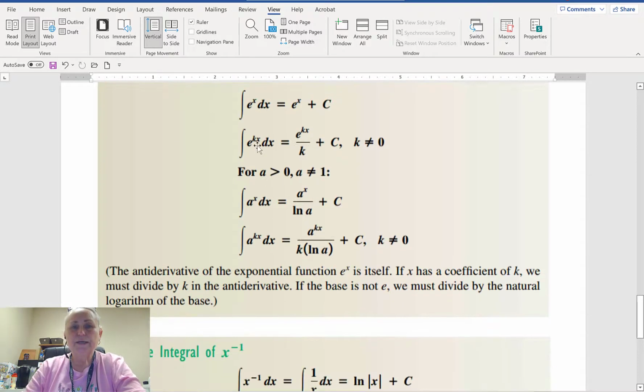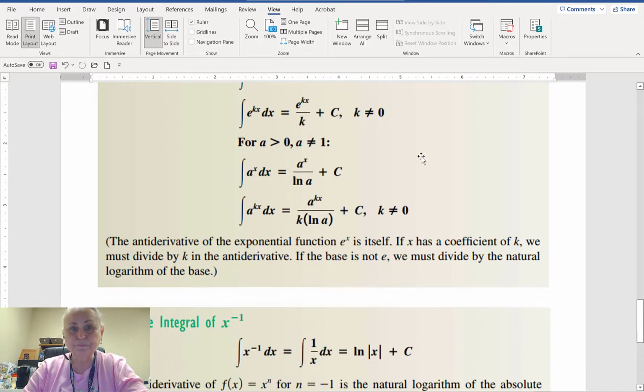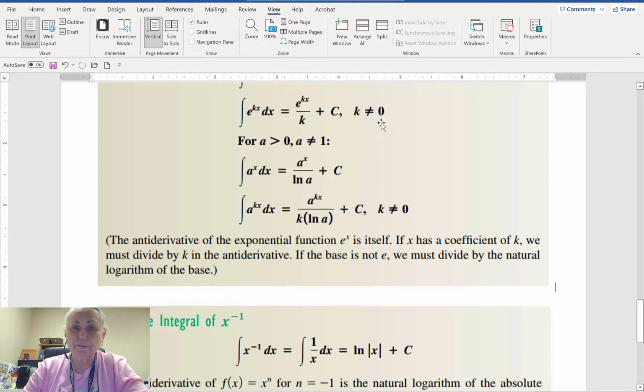All right. If it's e to the kx, it will be e to the kx divided by k plus c. So if that's e to the u, when you take the derivative, it's e to the u and the derivative of the u. So that's why you have to divide. If this is like a 2x, when you took the derivative, you multiplied by it, so you've got to divide by it to go backwards. Again, you can't have 0 in the denominator, and that's what this k is not 0 means.